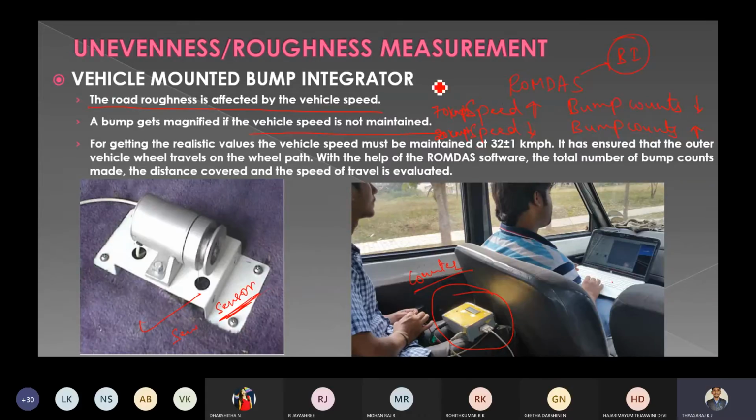So the speed of the vehicle should be maintained at 30 to 40 kmph, so that all the undulations present in the pavement can be recorded. For getting realistic values, the vehicle speed must be maintained at 32 plus or minus 1 kmph. It is ensured that the outer wheel travels on the wheel path, and with the help of the Ramdas software, the total number of bump counts made, the distance covered, and the speed of travel are evaluated.